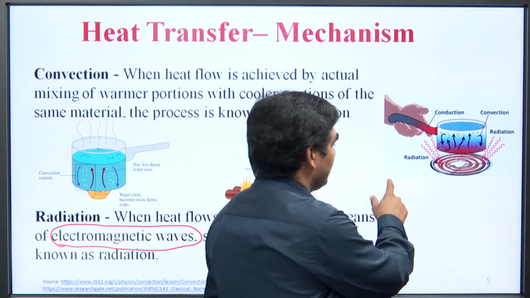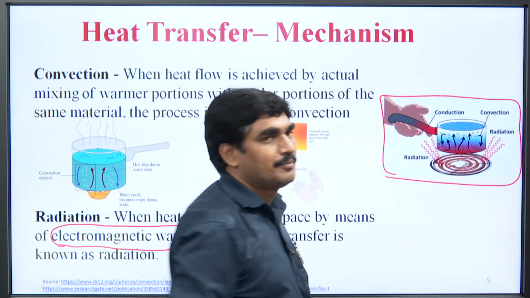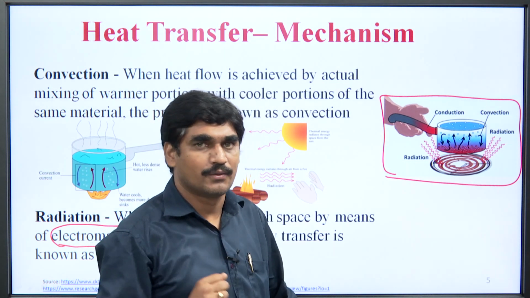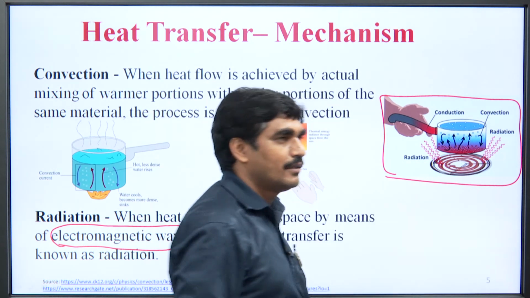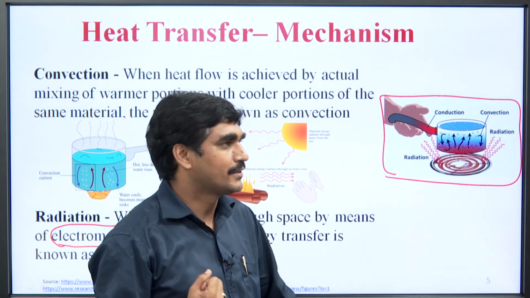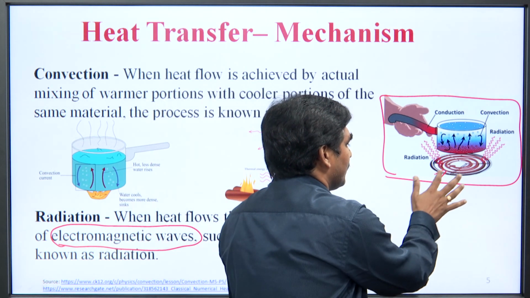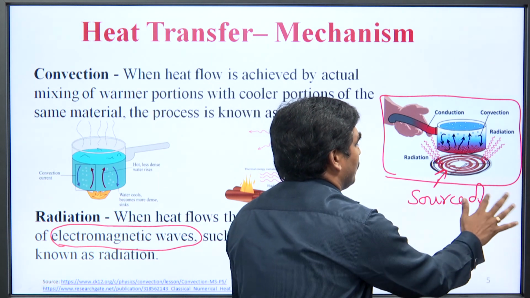Another example, as I discussed in the previous slide, shows that all three processes can take place simultaneously. How? Let us see. This is a heating coil through which heat is generated, the source of heat.